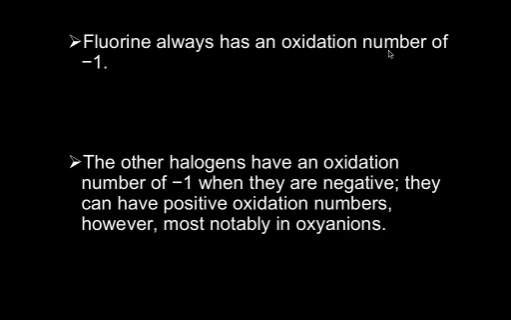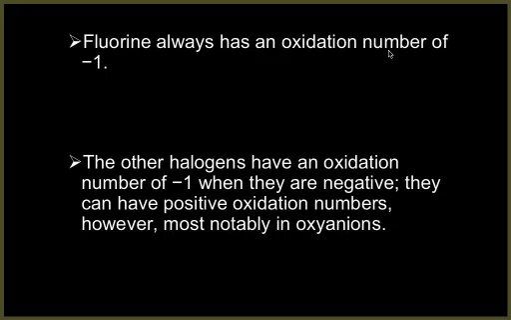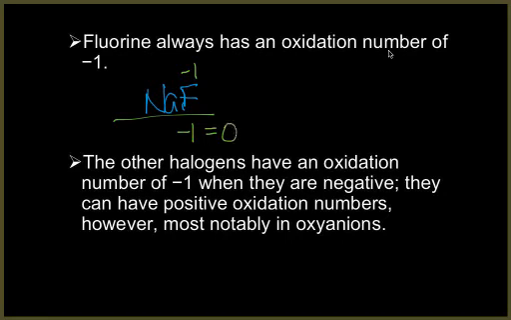Okay, so our next rule is fluorine always has an oxidation number of -1. So let's say I have NaF. So in NaF, my fluorine is going to be a -1. So that gives me a -1 down here. Overall charge has to be 0. So that means sodium has to contribute a +1. So sodium up here has to be a +1. So in this case, sodium's a +1, fluorine's a -1.